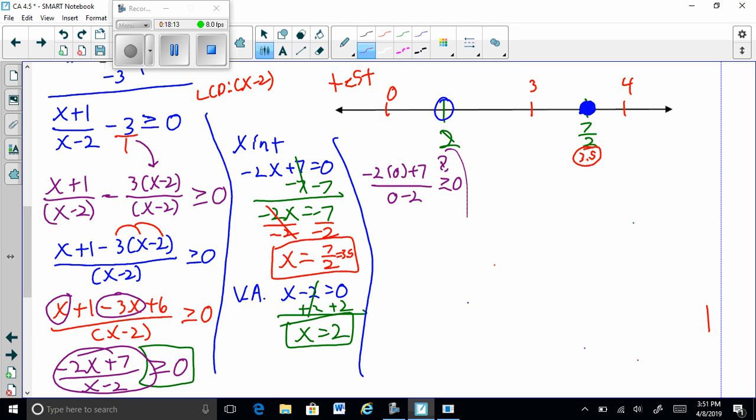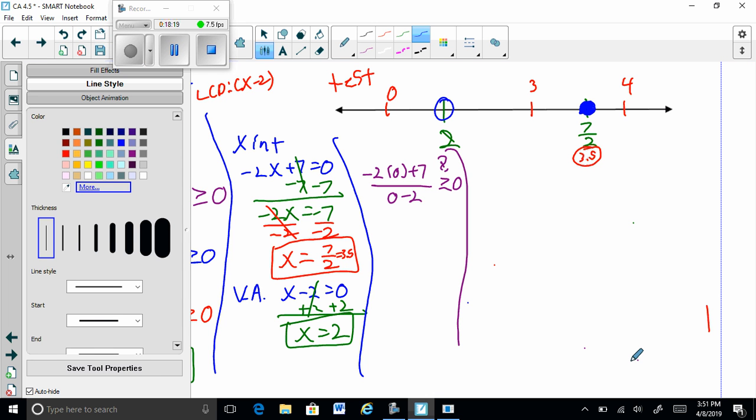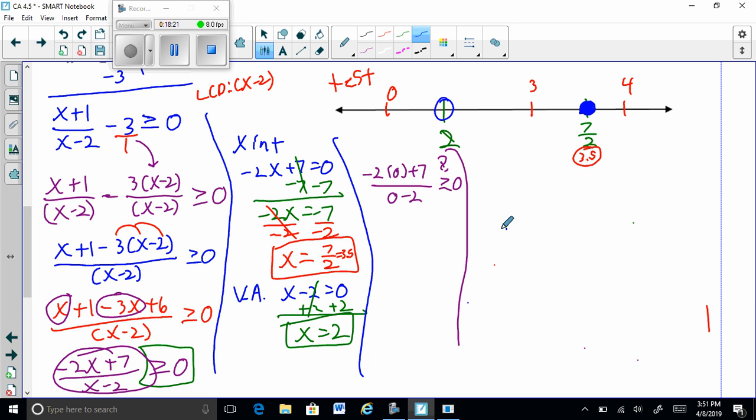So we're kind of asking ourselves a question right now. So -2 times 0, 0. 0 plus 7 is 7. 0 minus 2, so that's a -2. So we end up with 7 over -2, which is a negative number. So that means it's not greater than or equal to 0. So this first part is false. So this is not going to work.